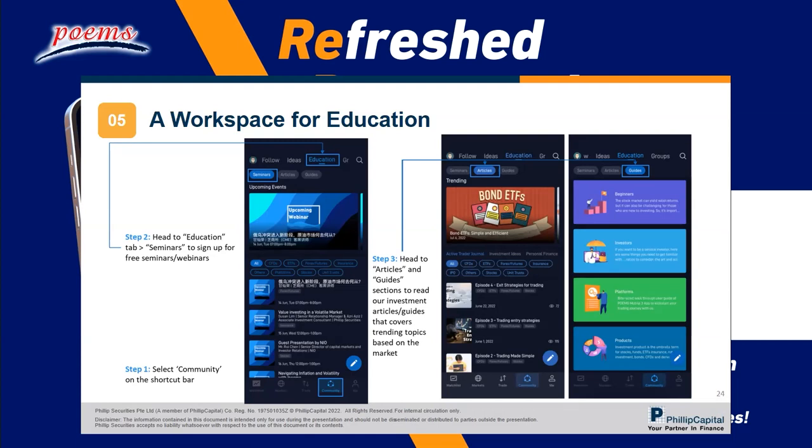And as well, if you are interested in different kinds of articles, you can head to the articles and guides section to read our investment articles and guides that cover trending topics based on the market. You can filter if you're interested in CFD, you can just click on CFD to filter on it.